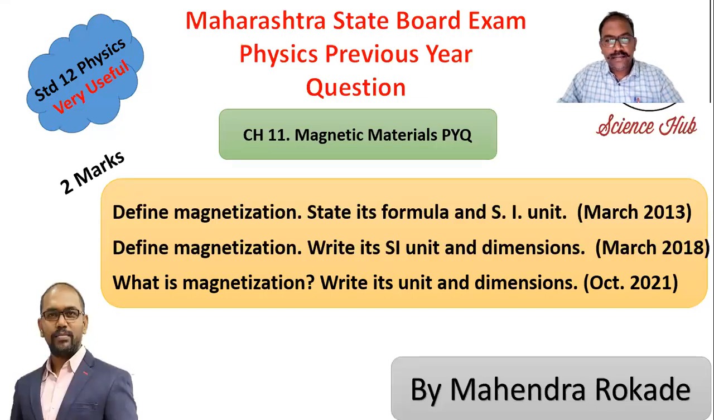Previous year board question from Chapter 11, Magnetic Material, which was asked in the previous examination for 2 marks. You can see a question which was asked in March 2013, March 2018, and October 2021. Now let's see the solution of this question. The same question was asked 3 times.